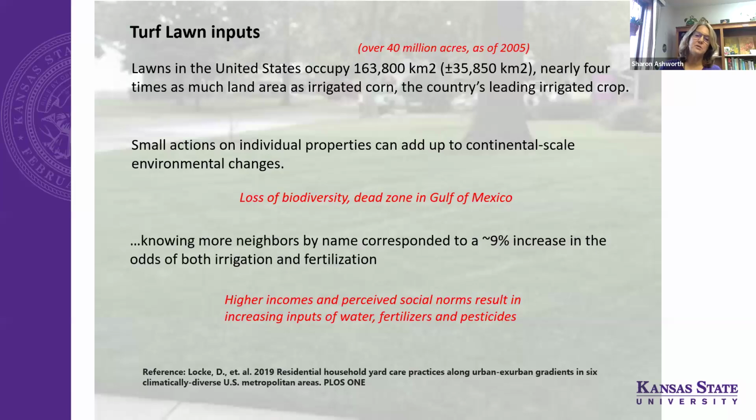Another somewhat fun thing is that if you know the name of your neighbor and have a sense of community in your neighborhood, you are actually more likely to irrigate your lawn and to fertilize your lawn, possibly over fertilizing it. That's the peer pressure that we feel to maintain a certain standard in our lawn. And that may lead to some practices that are not sustainable. So what we're going to talk about is maintaining that turf if you want to have turf, but making it a little bit more environmentally sustainable.